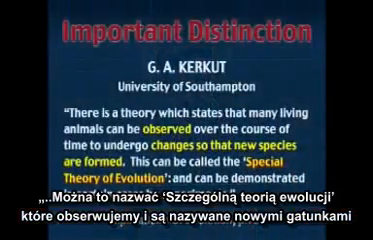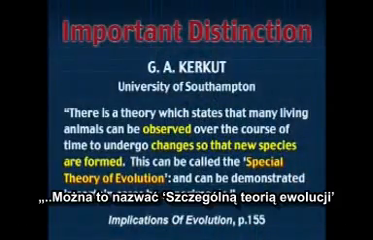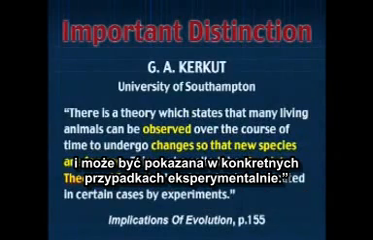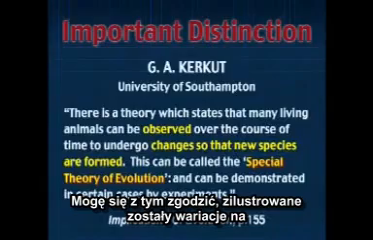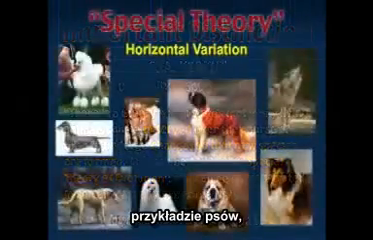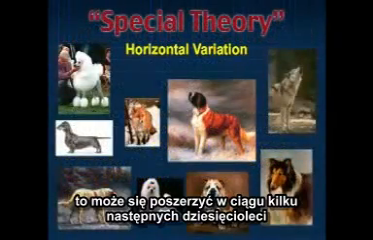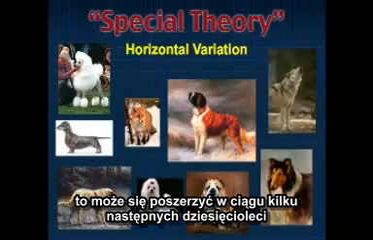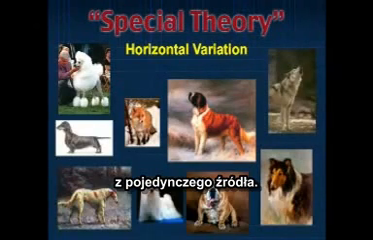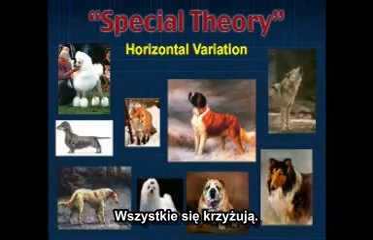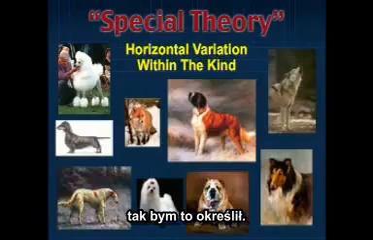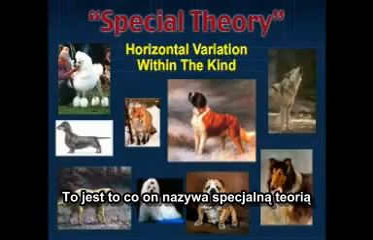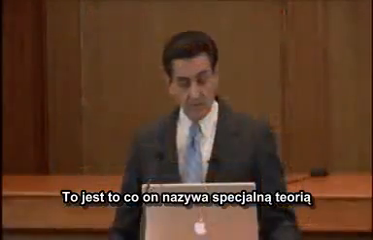This can be called the special theory of evolution and can be demonstrated in certain cases by experiments. I would agree with that and illustrate it with the variation that we see in dogs that can be bred within a few tens of years from a single source, all interbreed, not different species, but variation within the kind, as we would put it. That's what he calls the special theory.